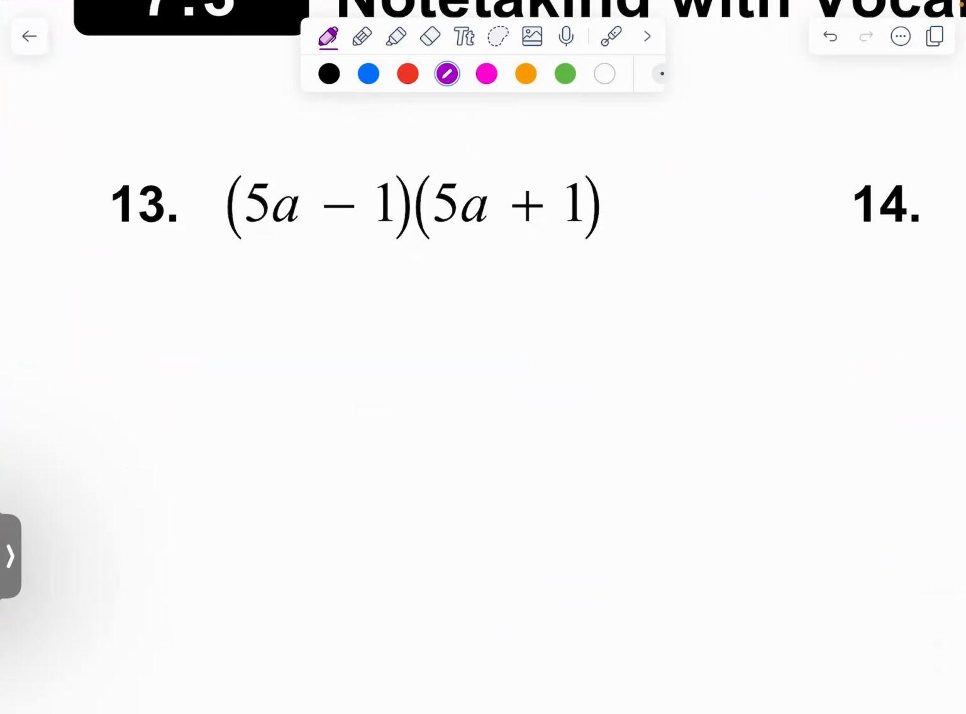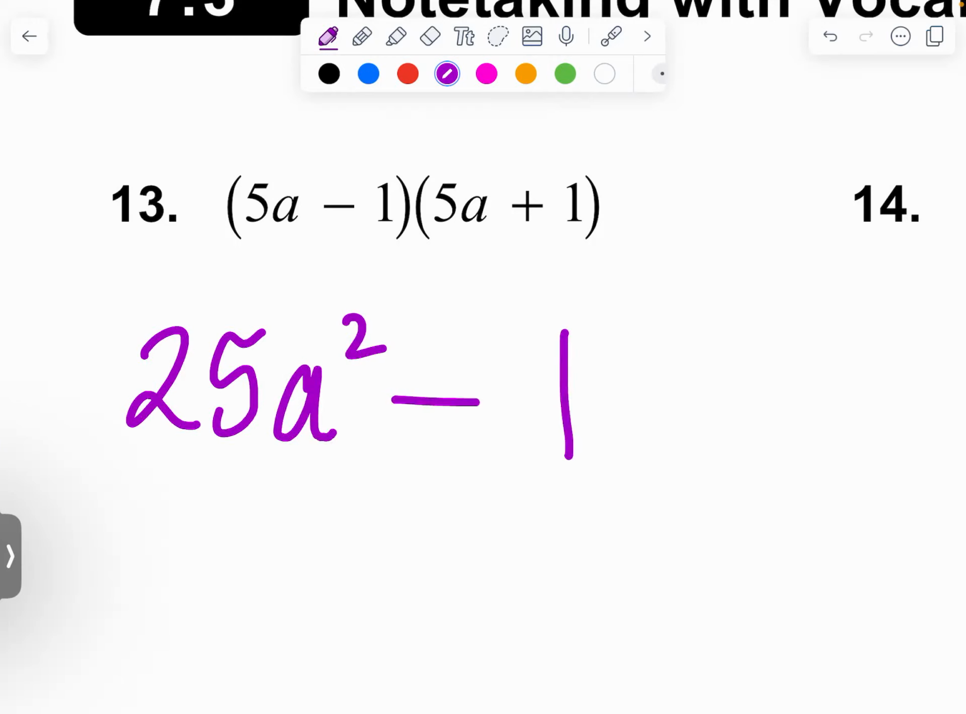Does number 13 follow this really cool pattern? Sure does. So if I take the first two terms and multiply them, we would get 25a squared minus what?